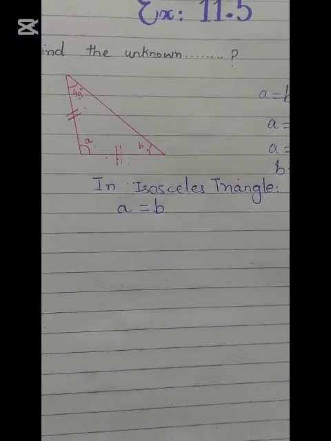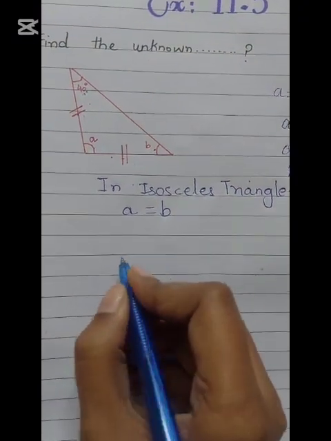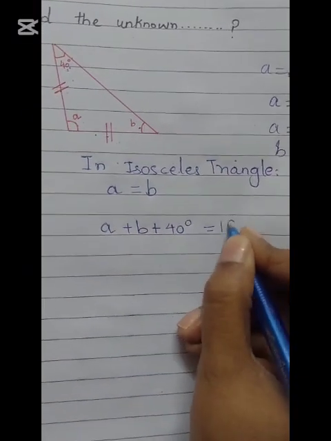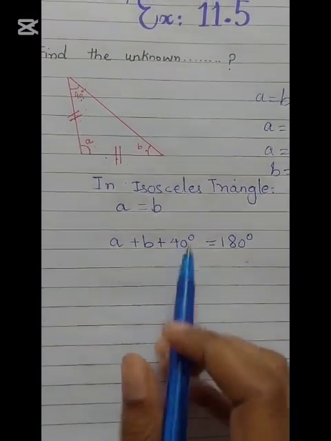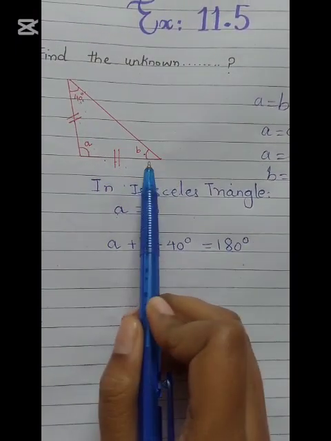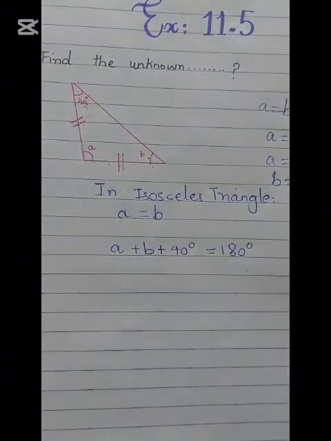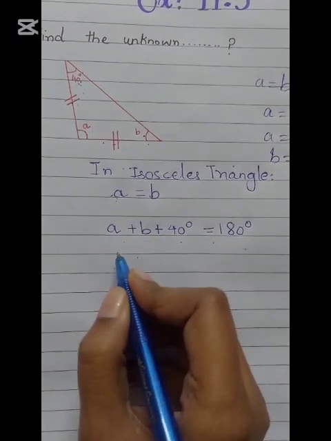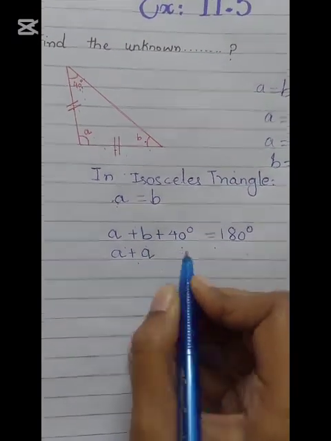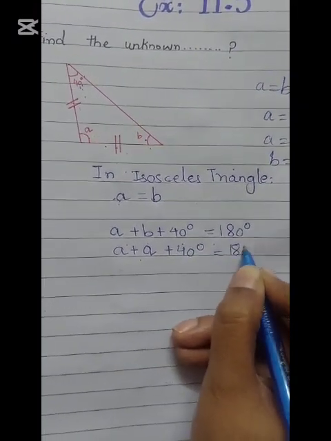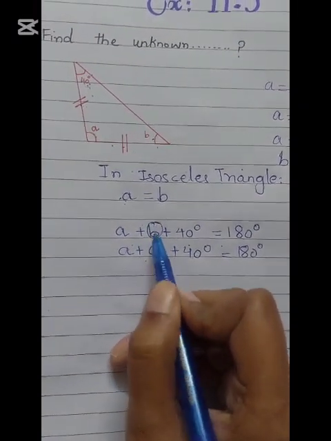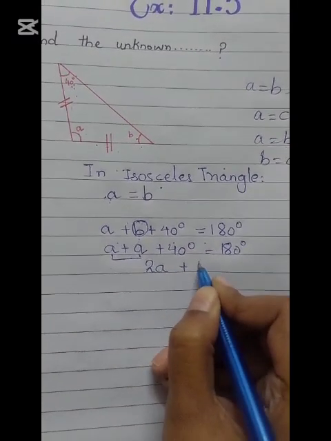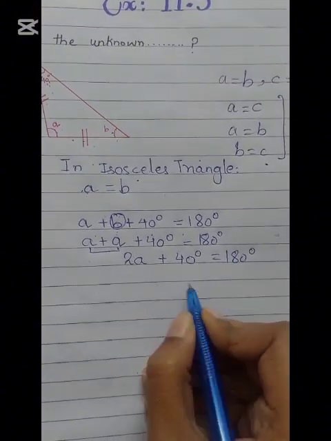Now we apply our first method: the sum of three angles is always equal to 180 degrees. A plus B plus the third one, 40 degrees, equals 180 degrees. Due to the isosceles triangle, angle A equals angle B and the third angle, 40, is different and given. We replace B with A. Why do we change B into A? Due to the isosceles triangle. So 2A plus 40 degrees equals 180 degrees.